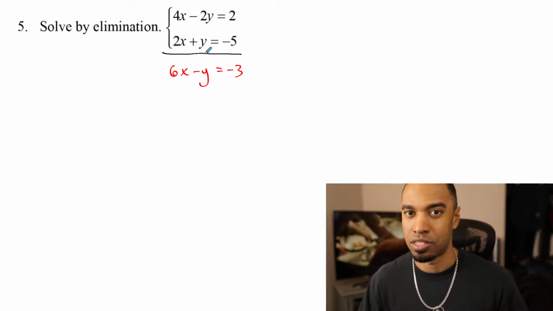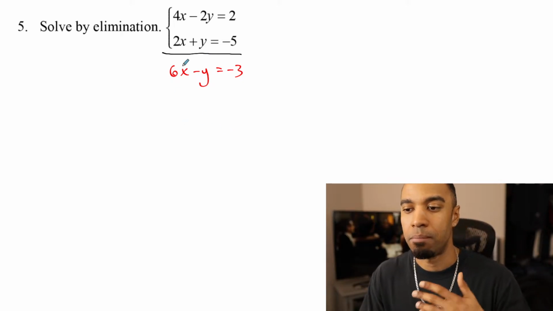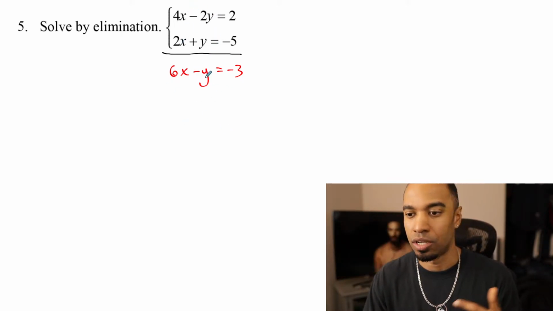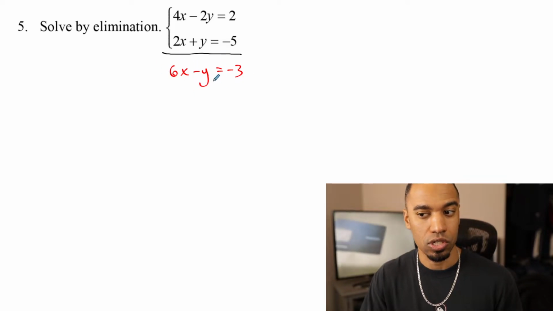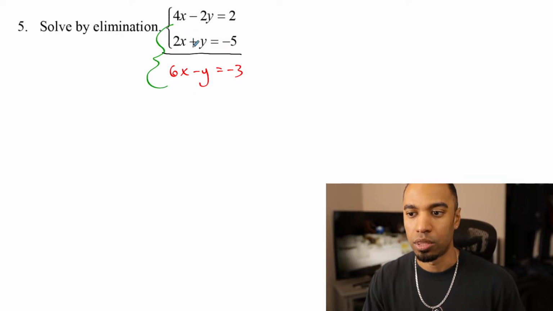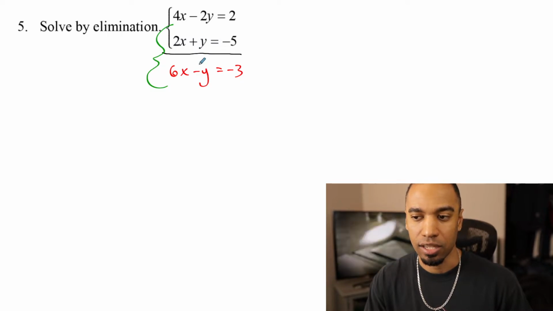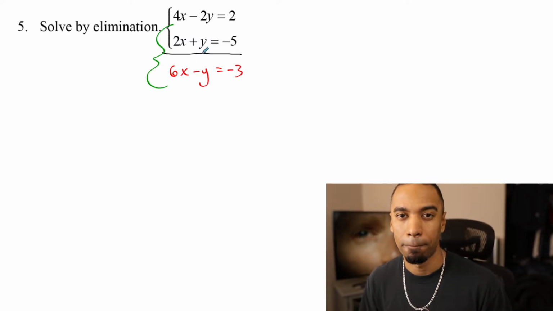If I graphed all three of these, they would all intersect at the same point. Even though I made a new equation based off this information, this would. So I could use this equation, merge it with the bottom equation right here, and cancel out the y's, and I can solve this thing.